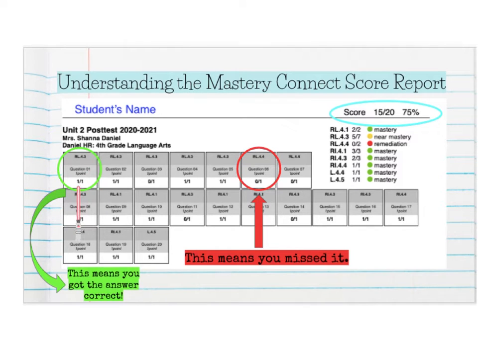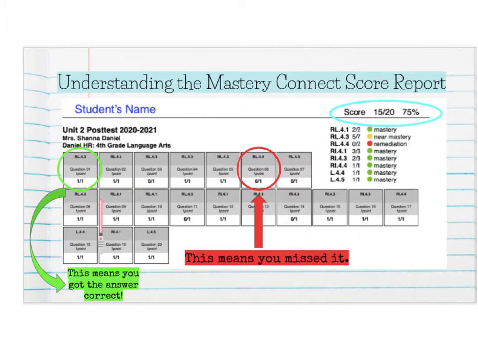If I see 1/1, like in this example that's circled green, this means you got the correct answer. If I see a box with a 0/1, this means that I missed it. I got 0 out of 1 point for that question. So today, as I justify, you only want to justify the questions that you missed when you tested. So you're only going to justify the questions that have a 0/1.